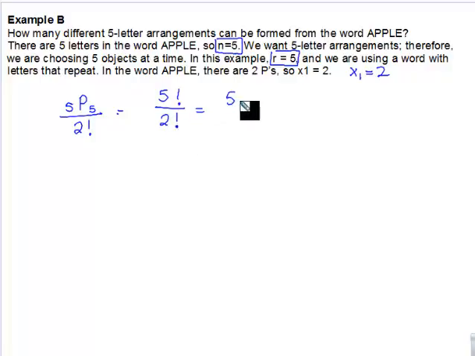I'm going to do this the long way for a second. And you can see the 2's will cancel. So I have 5 times 4 times 3, which is 20 times 3. So there are 60 different ways to rearrange the word apple. Crazy, isn't it?